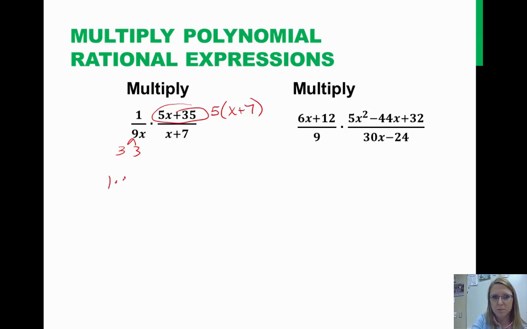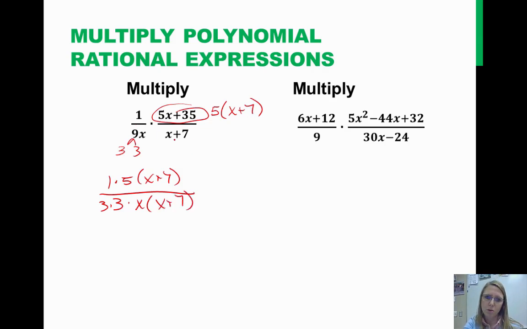We have a 1 times a 5 times an x plus 7 over 3 times 3 times x plus 7. And now notice that I'm keeping the binomials inside of parentheses. I can now cancel this here, and there's nothing else I can cancel on top and bottom. So I'm going to leave this as a 5 on the top. 1 times 5 is 5. 3 times 3 is 9, and an x. So my final answer here is 5 over 9x.